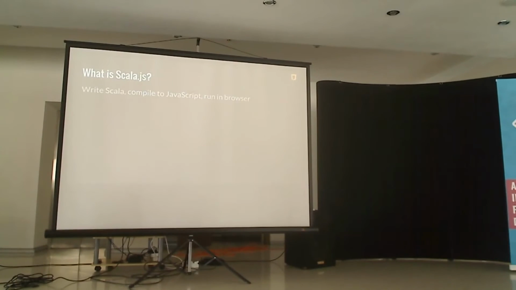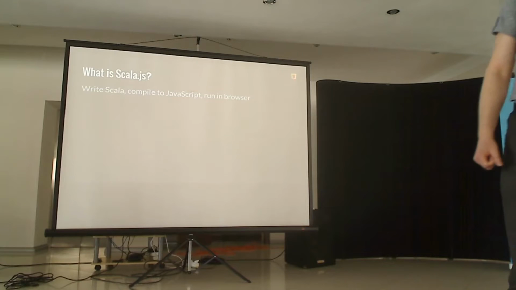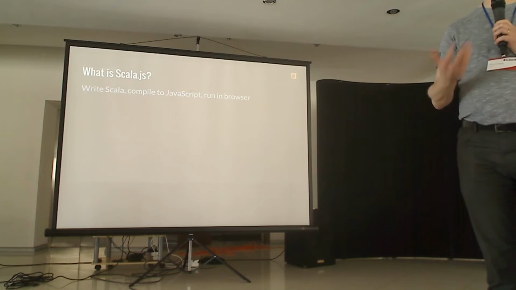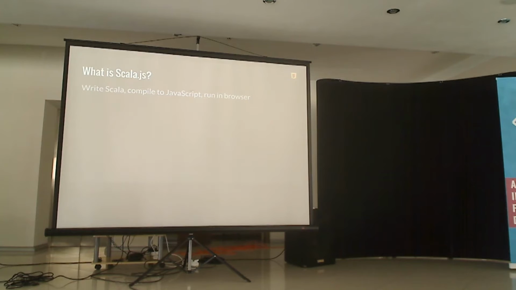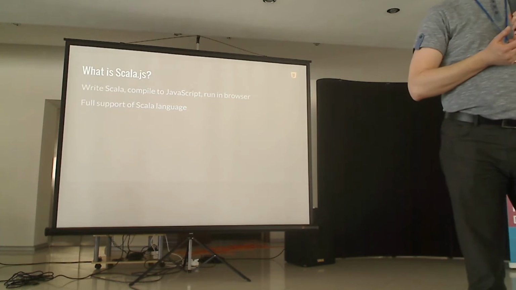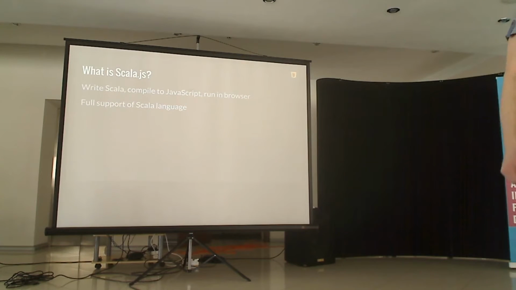So what is scala.js? It's basically a compiler. You write Scala just like you would normally, and then you compile it to JavaScript, which you can then run in the browser. It has full support of the Scala language because it's actually using the same Scala compiler as you would use when compiling for the JVM. It just outputs, instead of bytecode, JavaScript. So you get all the same benefits of the Scala language as you would in other environments.